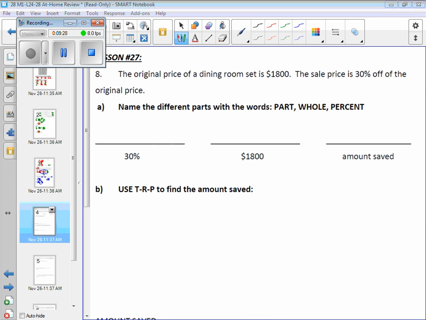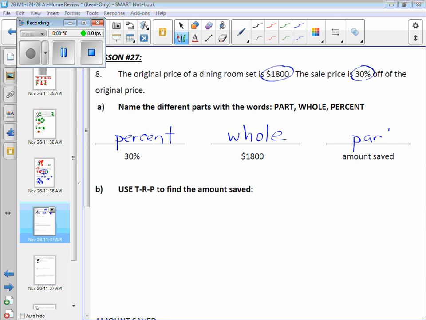That brings us now to page 4. And that's going to start our discount type questions, identifying where these numbers go in the part, whole, and percent naming. The 30% obviously is the percent. The 1800 will be the whole. And the amount saved that they're going to ask us to find is the part.